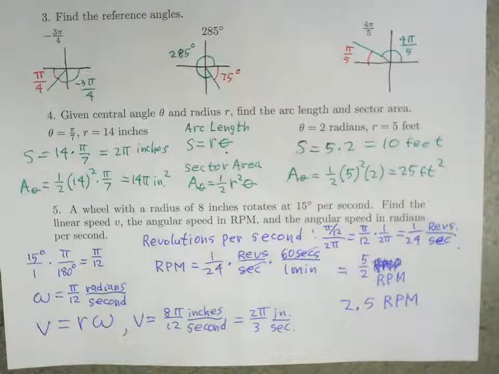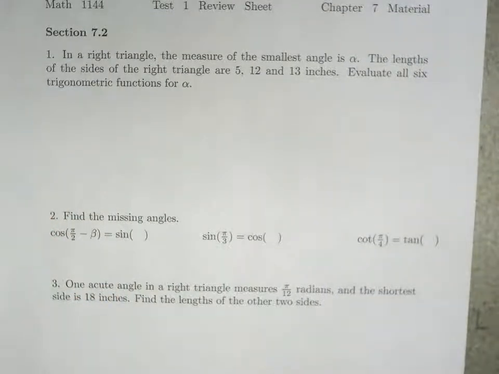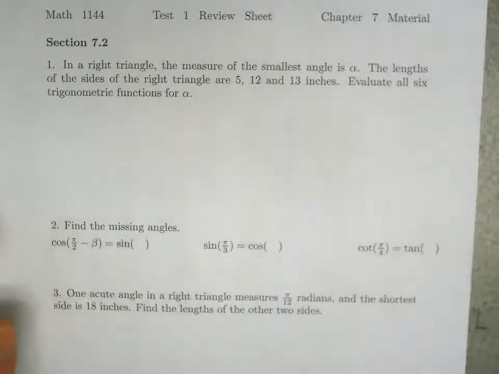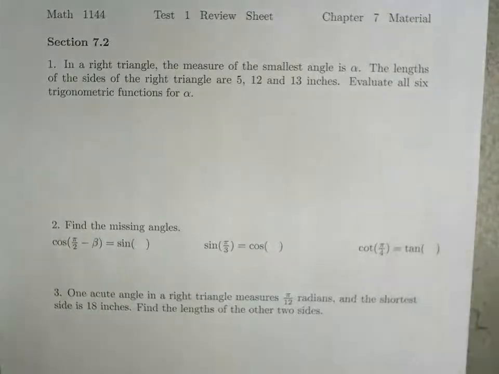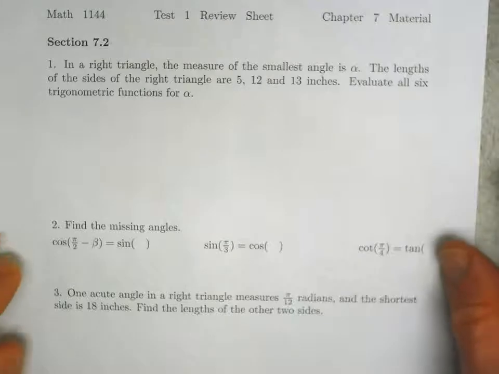Okay, the next page, 7.2. In a right triangle, the measure of the smallest angle is alpha. The lengths of the sides of the right triangle are 5, 12, and 13 inches. Evaluate all 6 trigonometric functions for alpha.